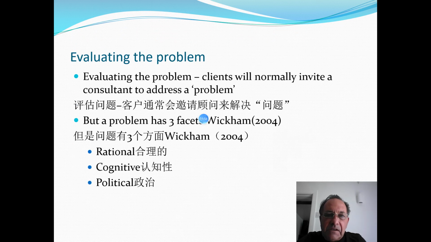All of the projects that students undertake for the Creative Industries research project will involve the students addressing a problem that's been identified by the client. However, as Philip Wickham identifies, a problem can have 3 kind of facets. He calls these the rational aspect, a cognitive aspect, and a political aspect.